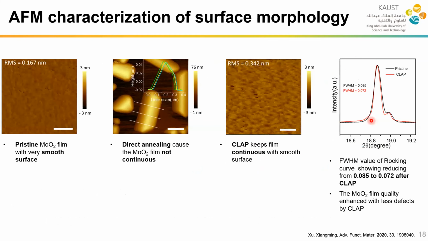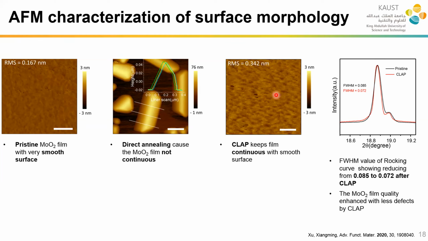So here is the result of annealing of the precursor. This is our pristine. Pristine means as-grown moly oxide film, just after the growth by PLD. It's very thick and has a very smooth surface. Roughness is just around 0.16. And if we do direct annealing at 900, you see the isolated grains. It's no more a thin film anymore. So we don't like this because this cannot really give us a continuous film.